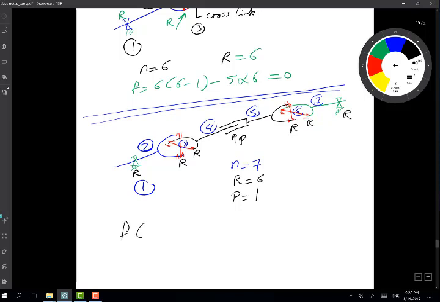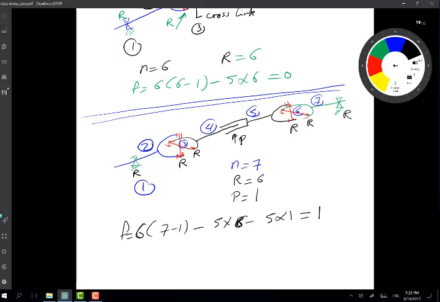When I calculate F now, it is equal to 6 times 7 minus 1 minus 5 times 6 minus 5 times 1 prismatic. So now that's 1. That's a single degree of freedom linkage. And in fact, if I know the angle rotated here, theta 2, I'll be able to calculate the angle theta 7 as a function of theta 2, right?